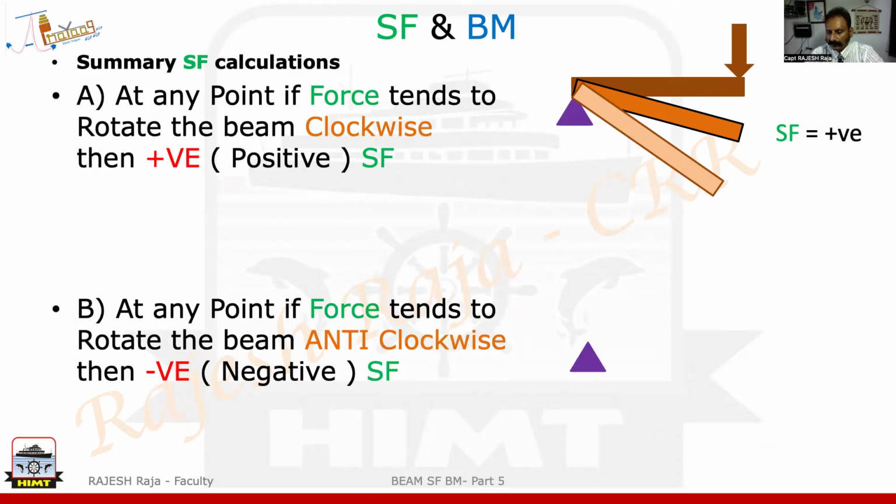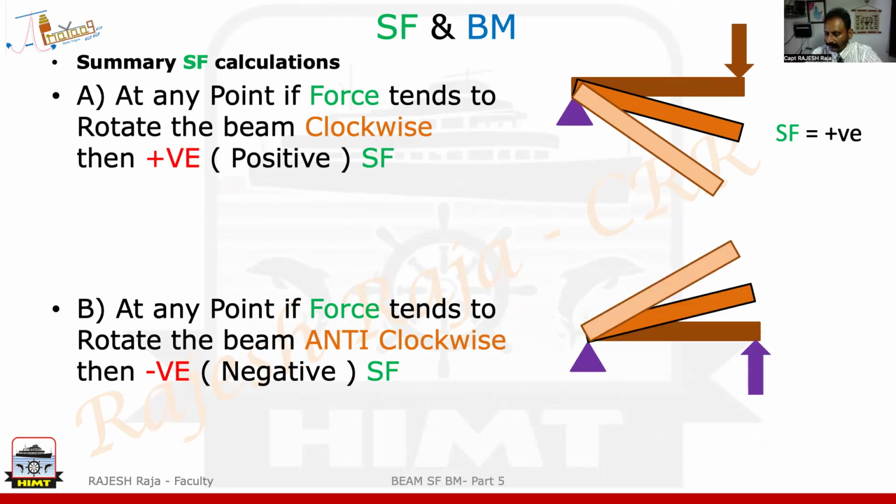Anytime you have a force like this, you will see it'll try to rotate like this, which is anti-clockwise, so it's negative. If you realize, when I was telling about the direction of SF and BM, I told you whenever I have a clockwise kind of motion because of the forces, I can call it positive. When it is anti-clockwise, I can call it negative.